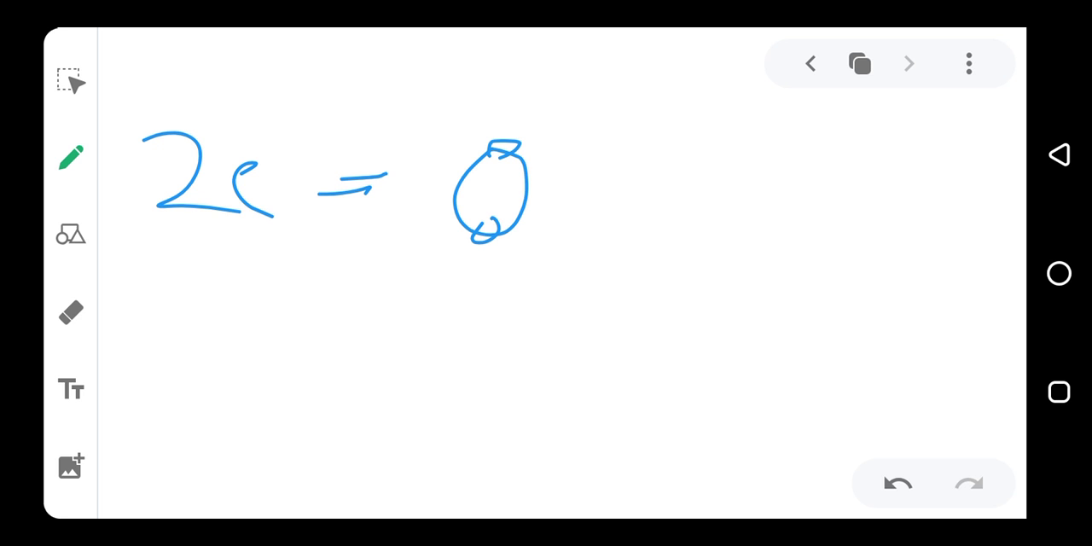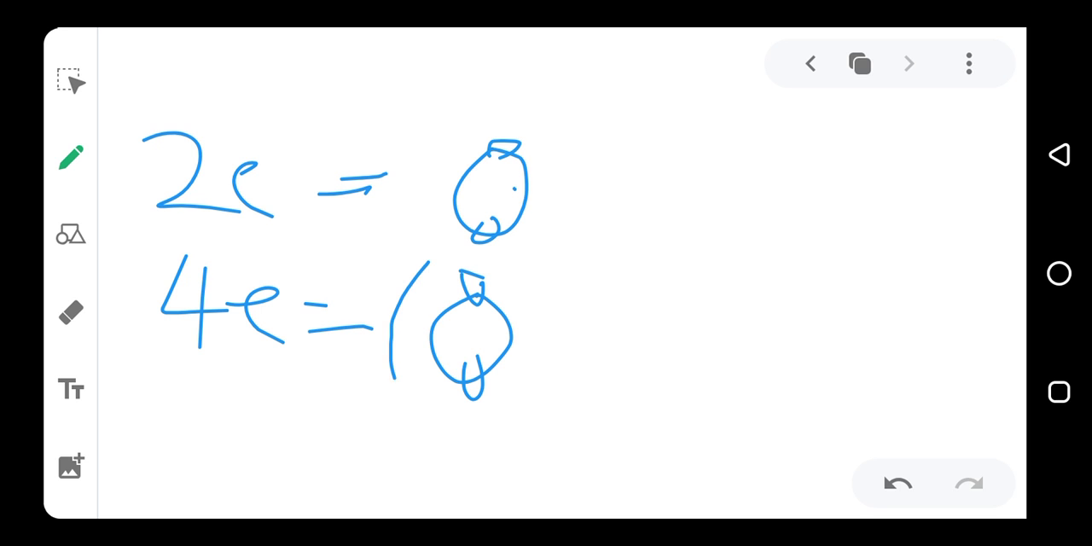Then the next shell can carry a maximum of 8 electrons. So assuming that you have another atom that has 4 electrons. The first 2 electrons will go to the first shell. So this one is complete. Then we still have 2 remaining. They will come to this shell. So we have the 2 here.